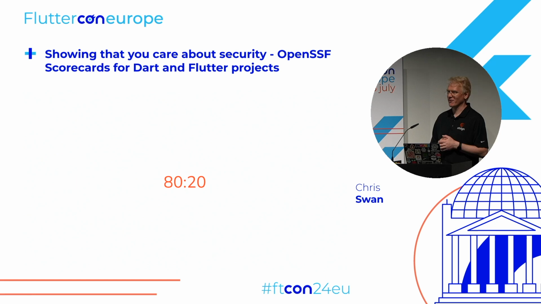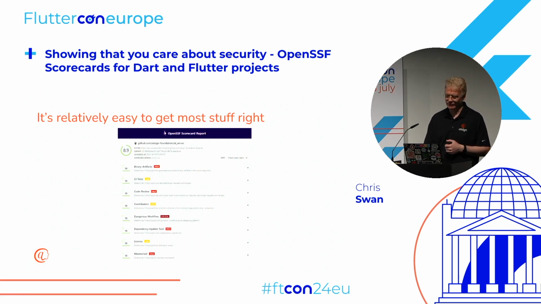Even Scorecard itself right now has 9.7. They've tried to do everything to show that they're eating their own cooking and trying to do a good job of security. So it's relatively easy to get most stuff right.